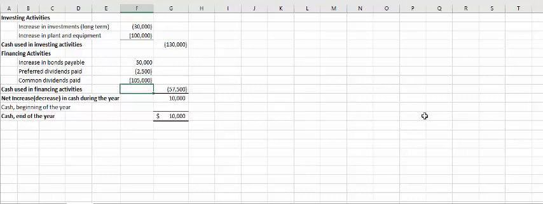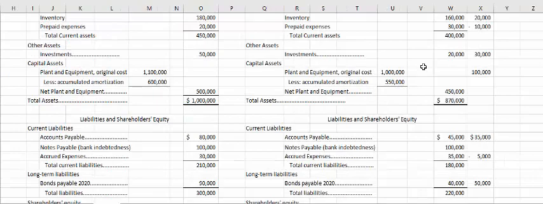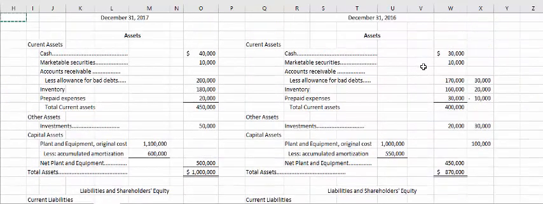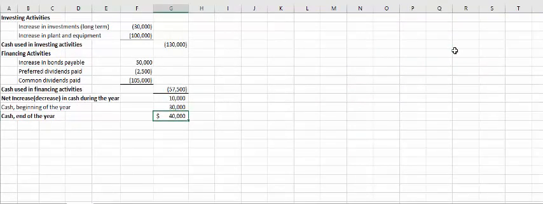And when we add everything up together, our financing, our investing, and our operating activities, we actually generated $10,000 in cash this year. If we go to our starting balance sheet, we had a cash balance of $30,000 at the end of 2016. We add our $10,000 to it from this year, and we have a cash balance at the end of the year of $40,000. And that's perfect because that's the balance that we have on our second balance sheet.